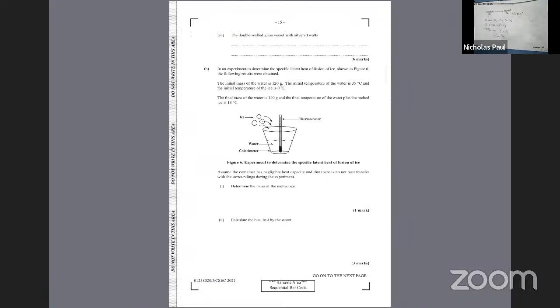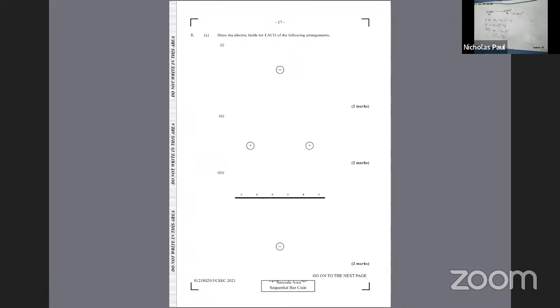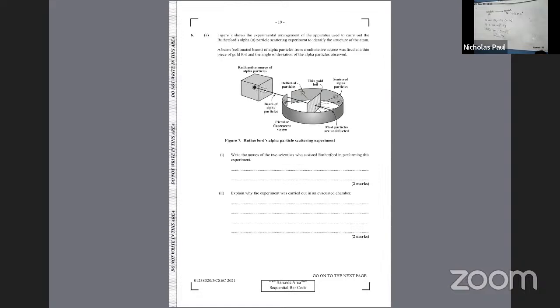Let's check out Jan 2020. Oh, I don't have that. All right, let's check out Jan 2021 then. I've Jan 22 somewhere else. Next one. This is June 2021.